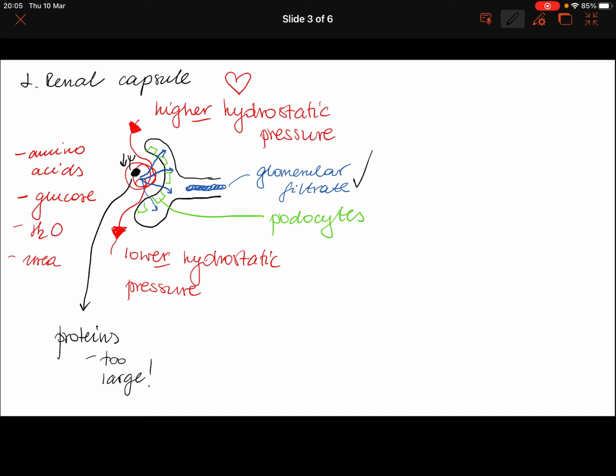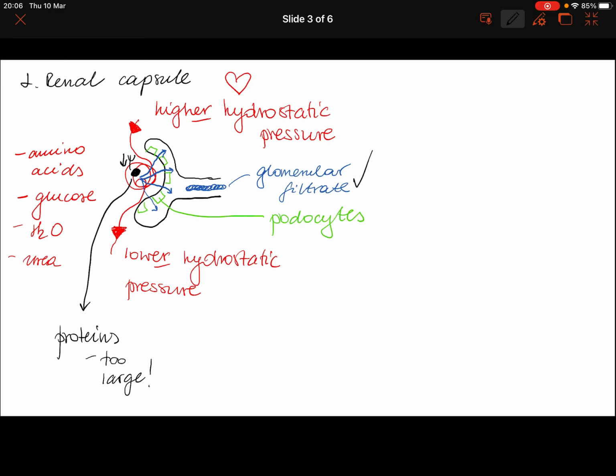In the formation of the glomerular filtrate, the small molecules such as amino acids, glucose, water, urea will be squeezed out of the glomerulus to form the filtrate, and they will pass through the cells making the basement of the renal capsule, called podocytes. Squeezing through them, they are forming the initial glomerular filtrate. Within the glomerulus, of course, we're leaving behind the large molecules such as proteins because they are too large to pass through the blood vessels. Hence, they will lower the water potential.